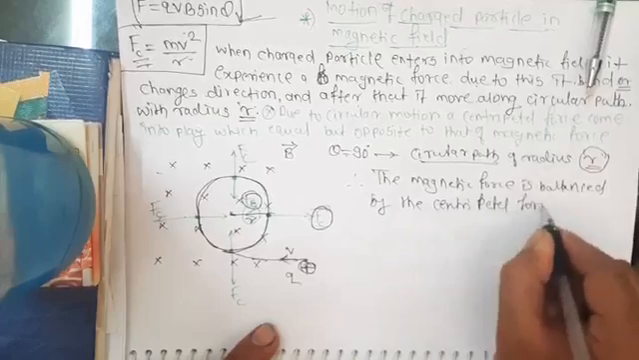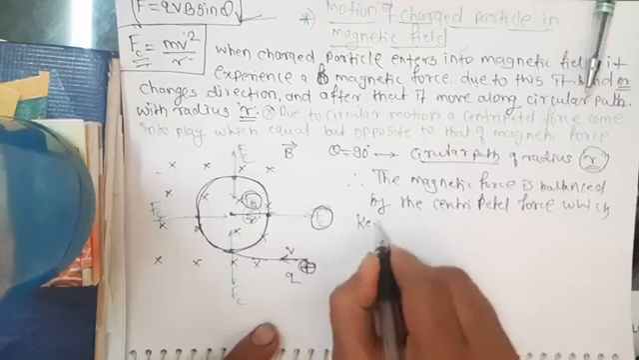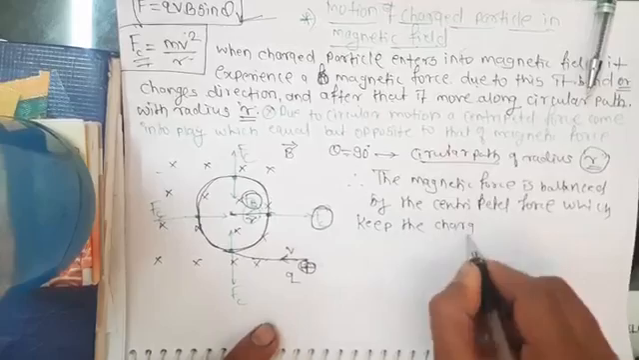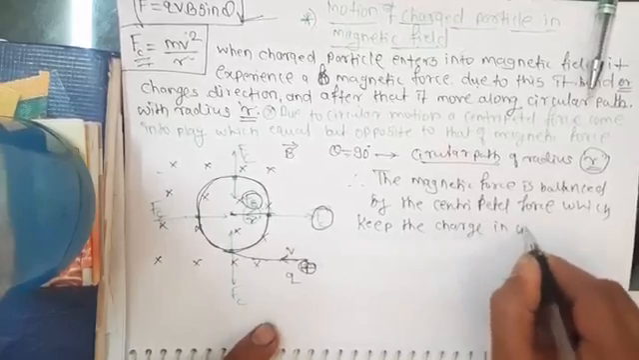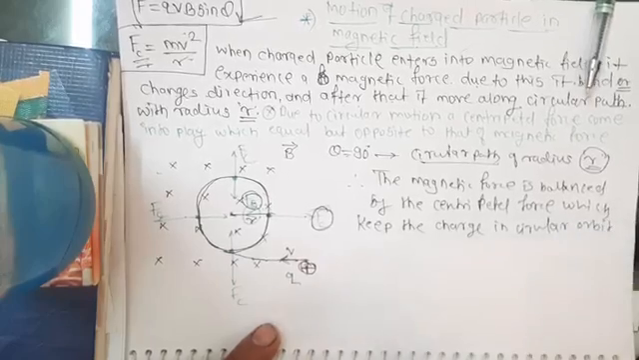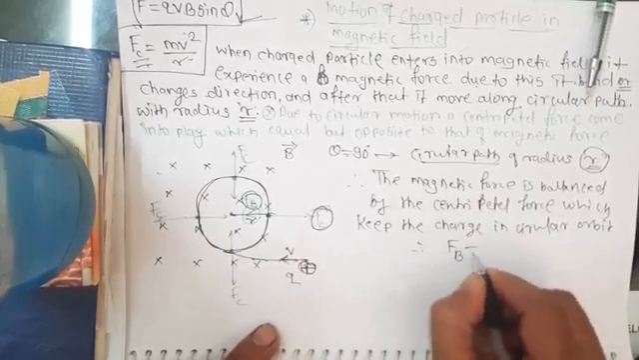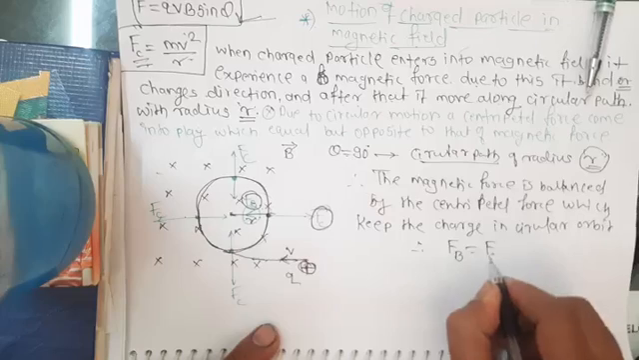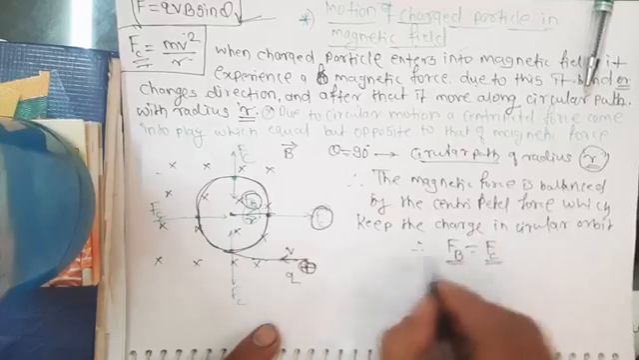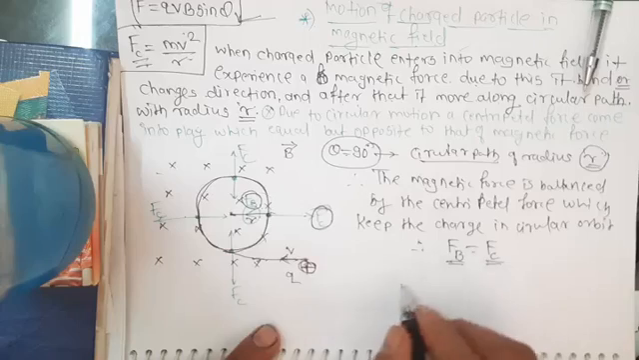Centripetal force, which keeps the charge in circular orbit. It means both the forces must be equal. FB is equal to FC, correct? So magnetic force is equal to centripetal force. It is entering perpendicular, so theta is equal to 90, so sine of 90 becomes 1.